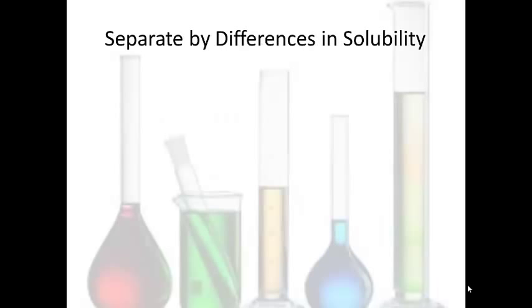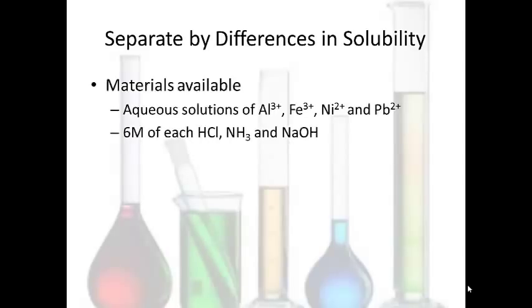So how are we going to separate these cations? We're going to use solubility and differences in solubility to separate these cations. So we will precipitate out one or more cations to be able to separate it from what doesn't dissolve. The materials that are available will be aqueous solutions of the 4 metal cations that you need to separate.